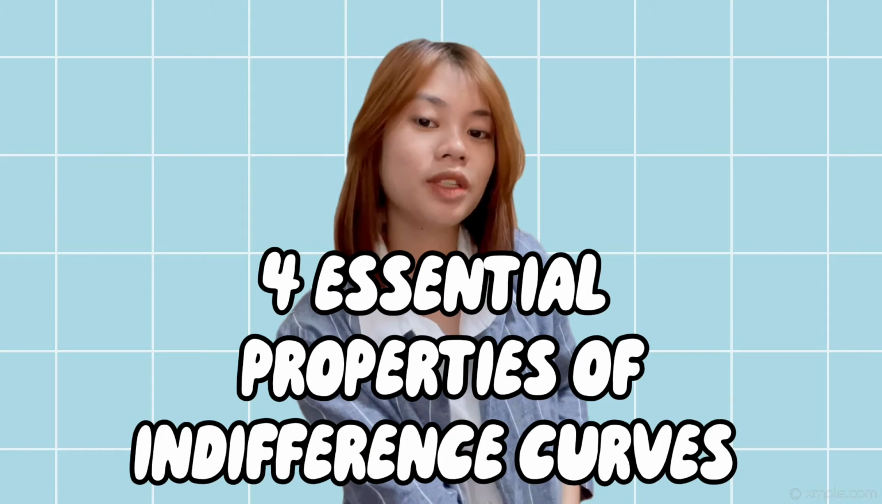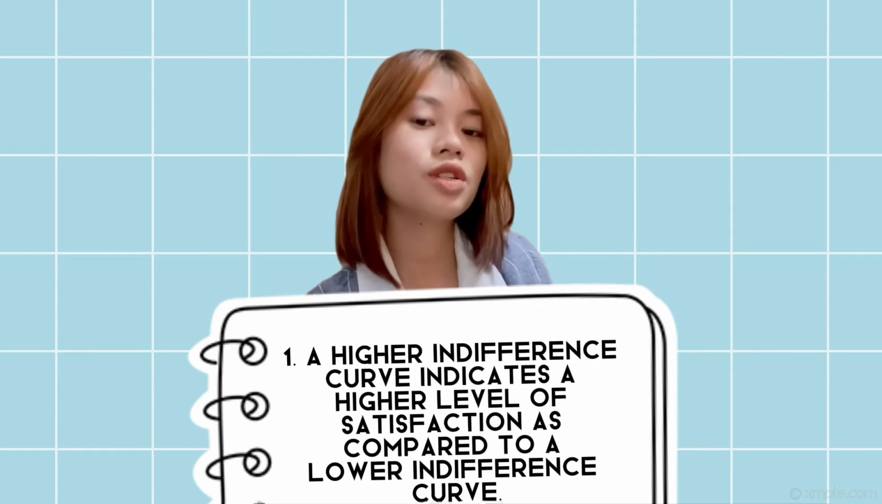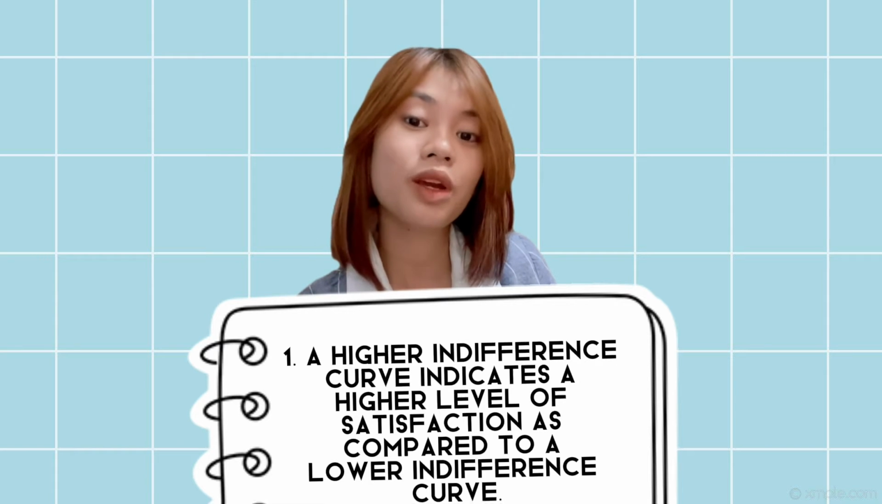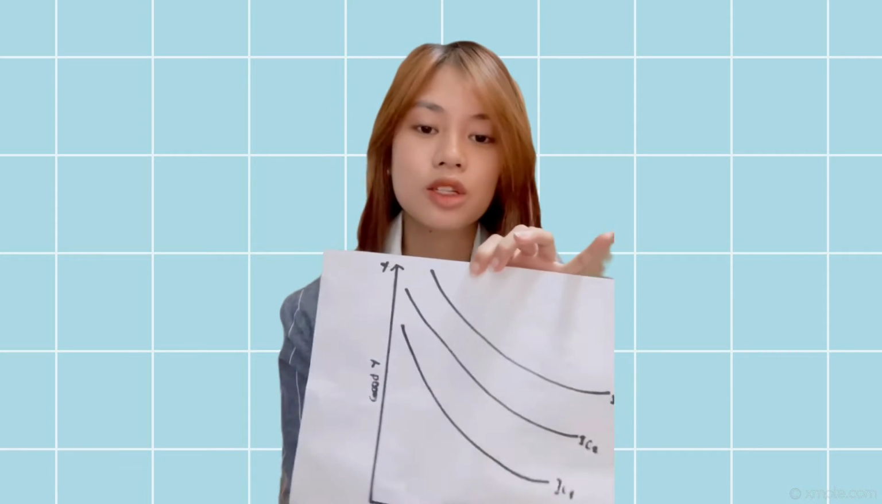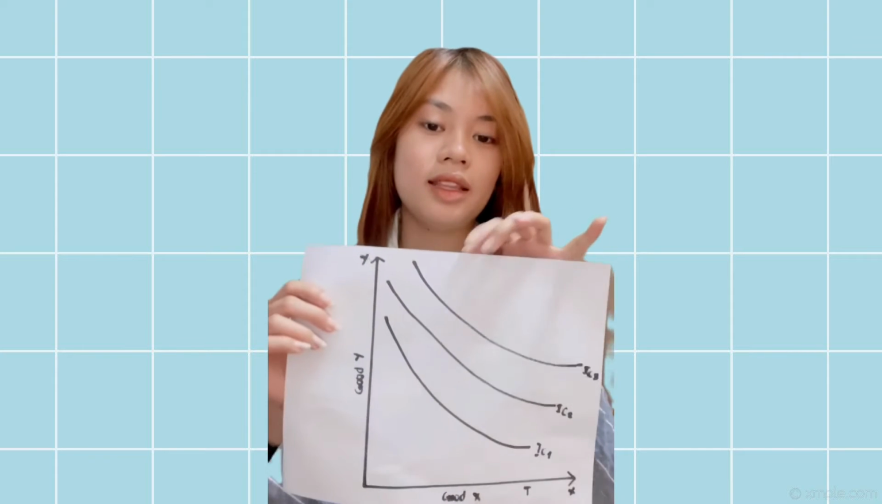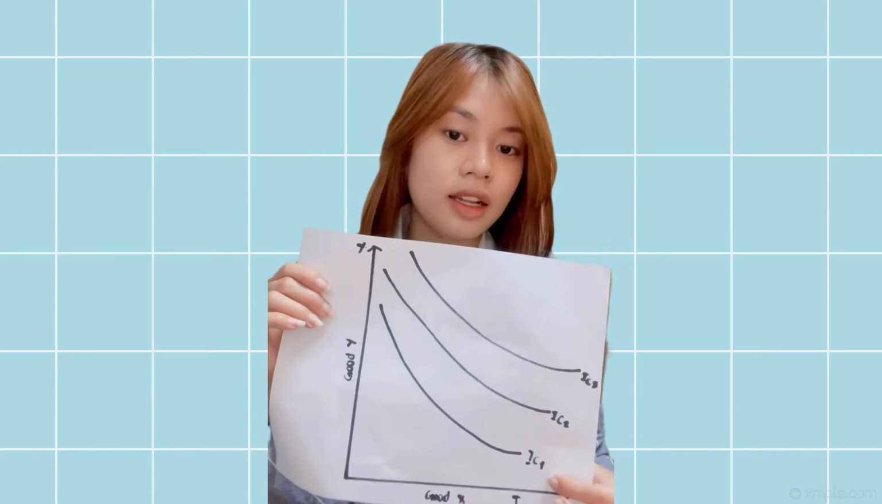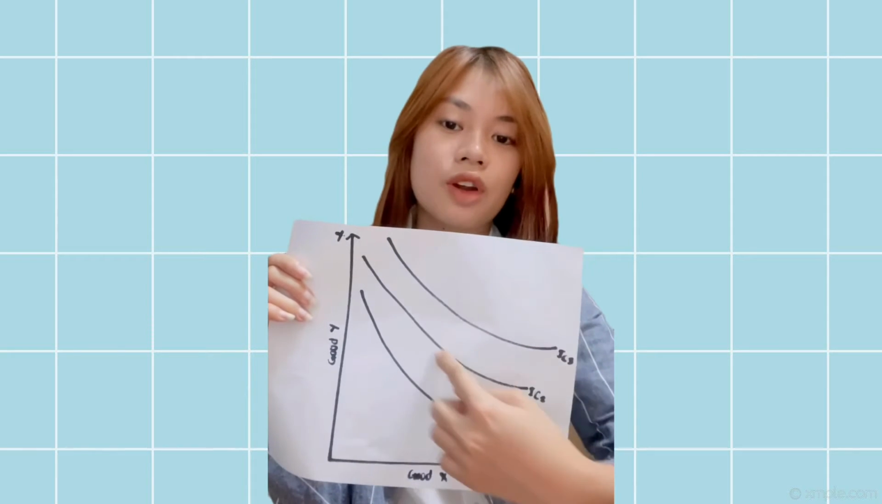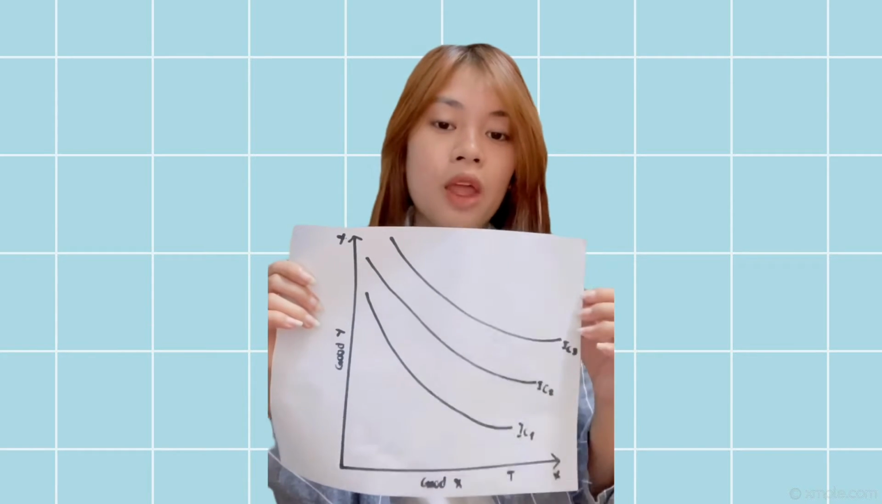Four essential properties of indifference curves. The first essential property of indifference curves is that a higher indifference curve indicates a higher level of satisfaction as compared to a lower indifference curve. So, I have here an illustration for you to better understand it. There are three indifference curves, IC1, IC2, IC3. This is the indifference curve that I am referring to.